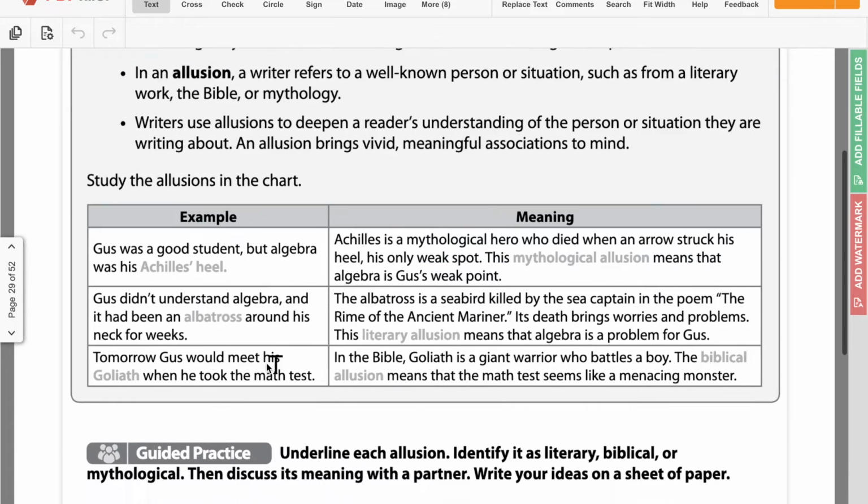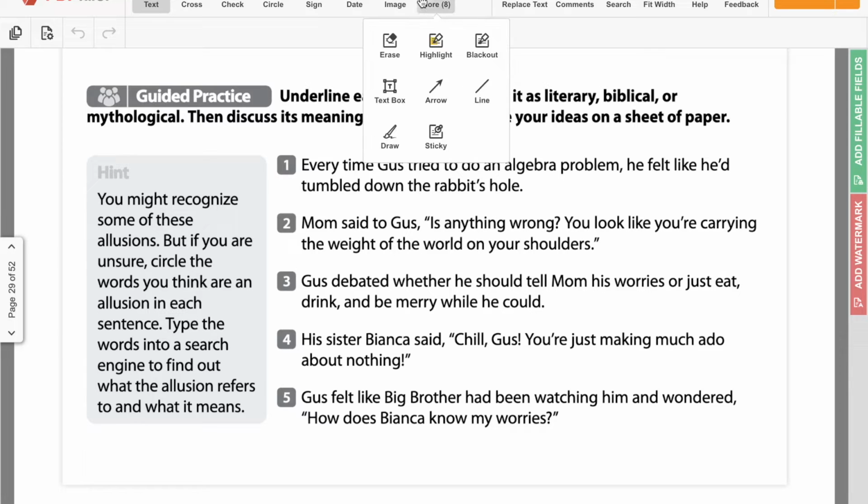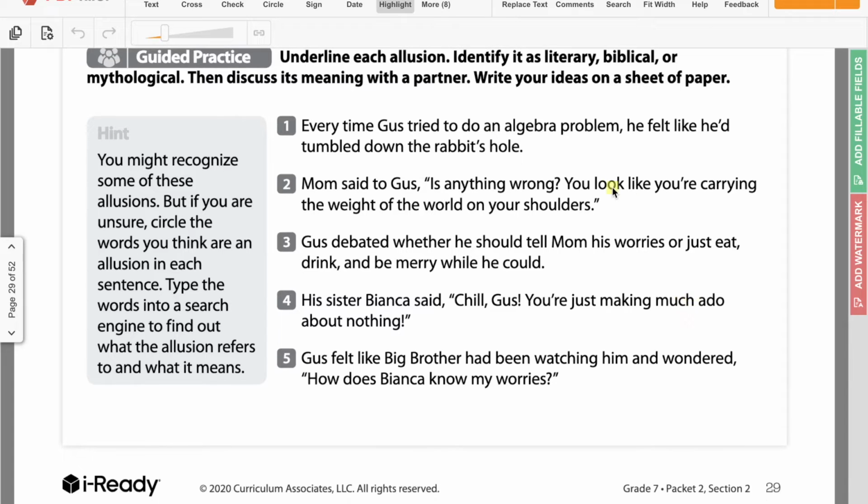Okay? So let's take a look at these example questions together at the bottom, and then you guys will do page 30 on your own. So it says underline, we're going to highlight, but that's fine. Underline each allusion, identify it as literary, biblical, or mythological, then discuss its meaning with a partner. Write your ideas on a sheet of paper. I'm just going to write them at the bottom here. But yeah, so it says you might recognize some of these allusions, but if you're unsure, circle the words that you think are an allusion in each sentence. Type the words into a search engine to figure out what the allusion refers to and what it means.